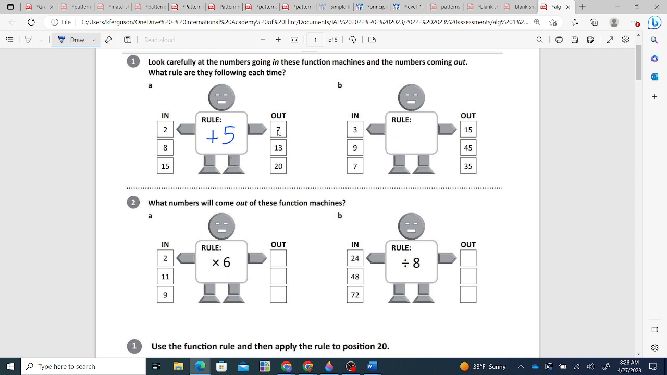2 plus 5 is 7. 8 plus 5 is 13. 15 plus 5 is 20. So then what do we got here? Well, I got 3, my rule, and then 15. I've got 9, my rule, and 45. And I got 7, my rule, and 35. So what's the rule? Times 5. Excellent.